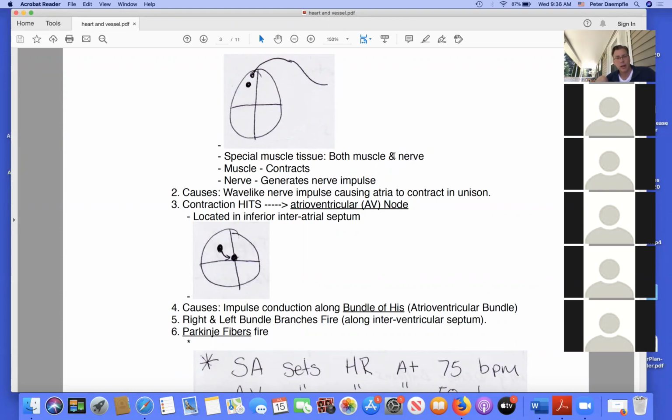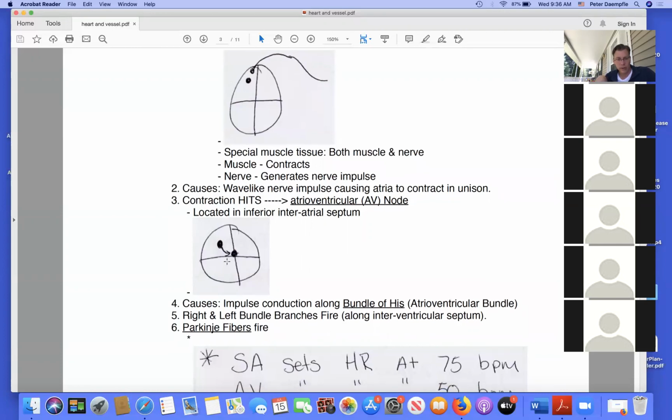atrium. And it's a wave-like nerve impulse that, I guess, hits what we call the atrioventricular node. And the atrioventricular node is here. Take a look at my picture. This is the SA node that I drew. This is the heart, right? The 4 chambers. It's a terrible picture, but I just wanted you to see in the right atrium, right? That's that dot. That's the SA node. This is the AV node.